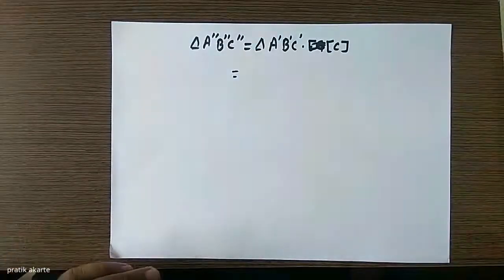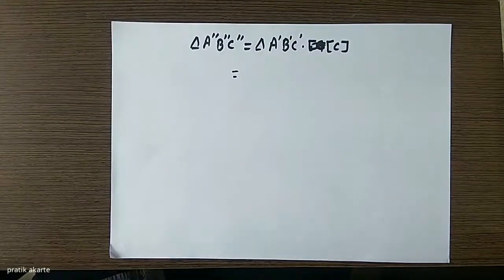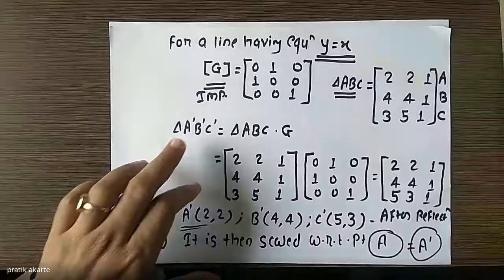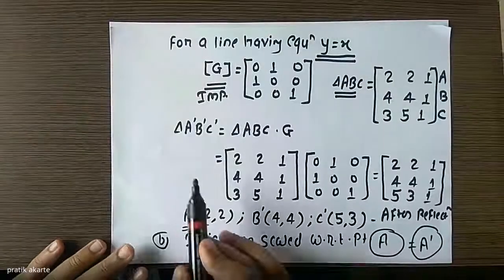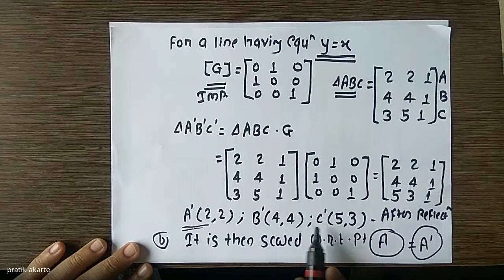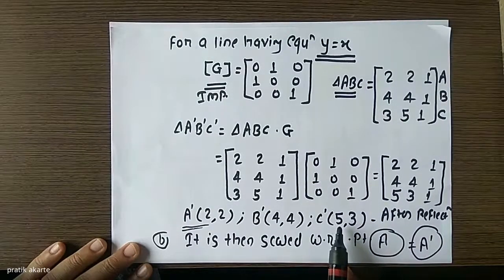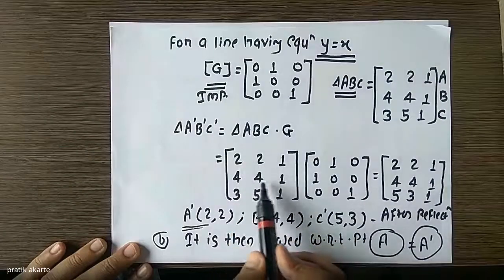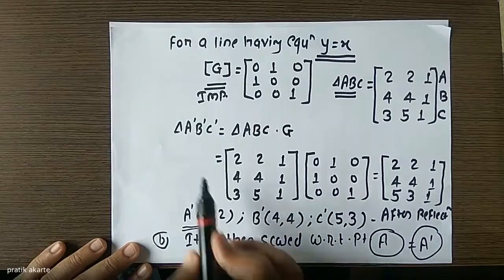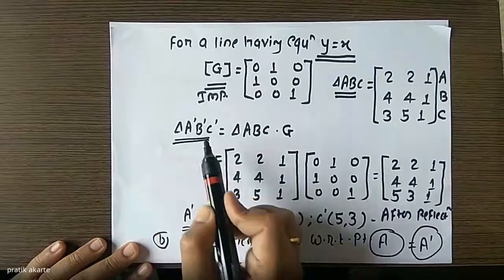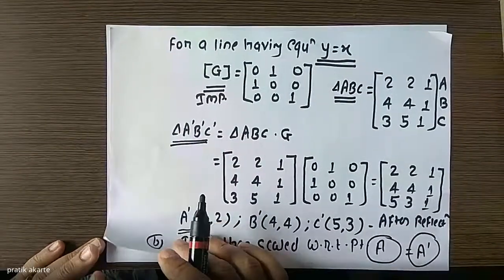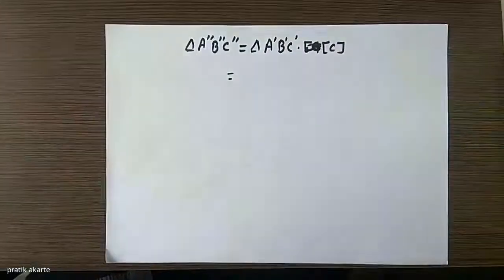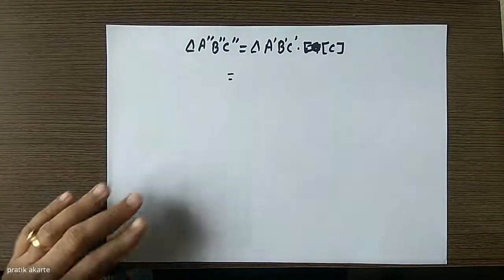What we have to write over here? We already found out the coordinates for A dash, B dash, and C dash. That is 2, 2, 4, 4, and 5, 3. Don't make a mistake of writing this 2, 2, 4, 4, and 3, 5. Remember, this is your now original coordinates. Okay, so we write it in a matrix form.